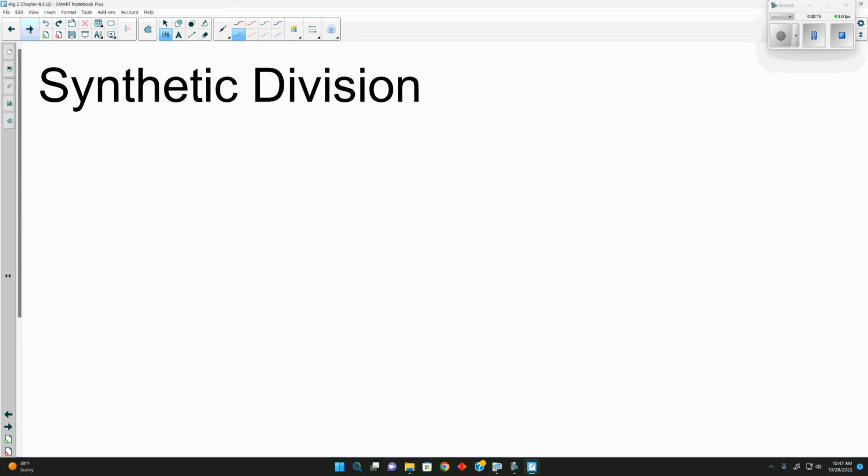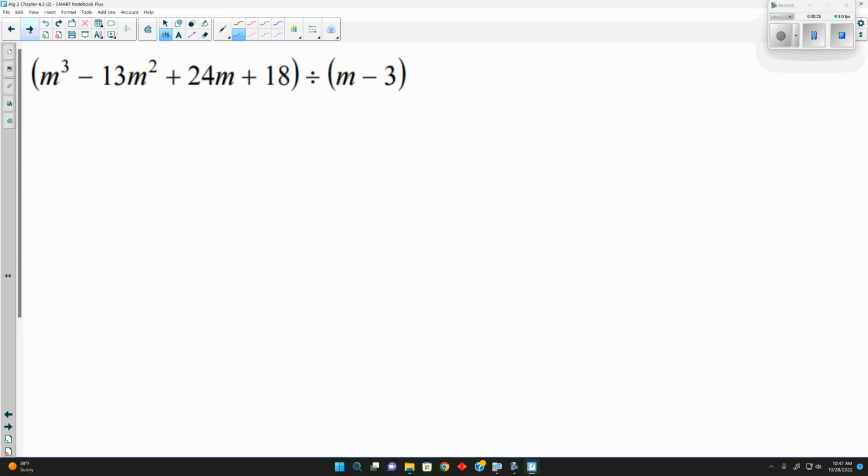What we're looking at today is synthetic division. There's a few main steps for doing synthetic division. Synthetic division is going to give us the same results as if we did it by long division, but I have a feeling y'all are going to like synthetic division more.